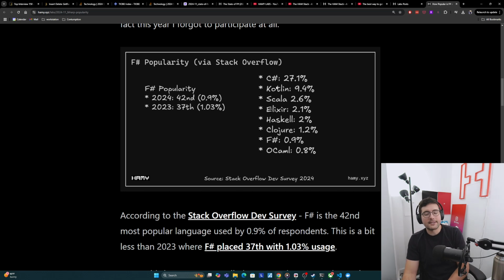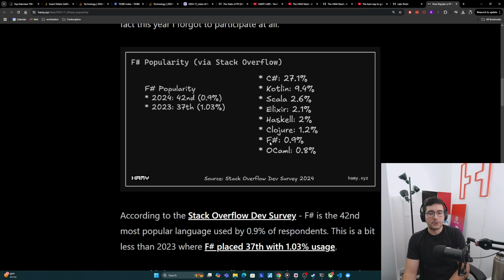And so I've selected a few languages that I think are comparable, or at least are often in the same conversations as F#, that are functional first or have good functional features, to see where they stand. With that in mind, we have Kotlin at 9.4%, Scala at 2.6, Elixir 2.1, Haskell 2, Clojure 1.2, F# 0.9, and then OCaml 0.8, OCaml and F# probably being the most similar to each other.